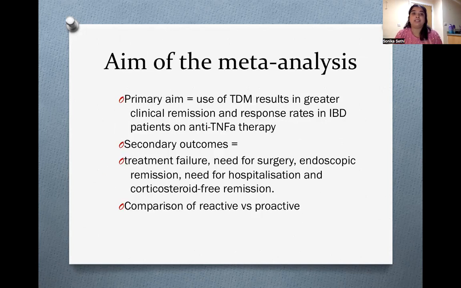Now, the aim of our meta-analysis was to look at various clinical outcomes to see whether there was efficacy in using TDM. Our primary aim focused on clinical remission and response, and our secondary aims focused on treatment failure, need for surgical intervention, endoscopic remission, need for hospitalization, and corticosteroid-free remission. We compared reactive and proactive TDM in our secondary outcomes, whilst our primary outcomes focused more on proactive TDM versus standard of care.